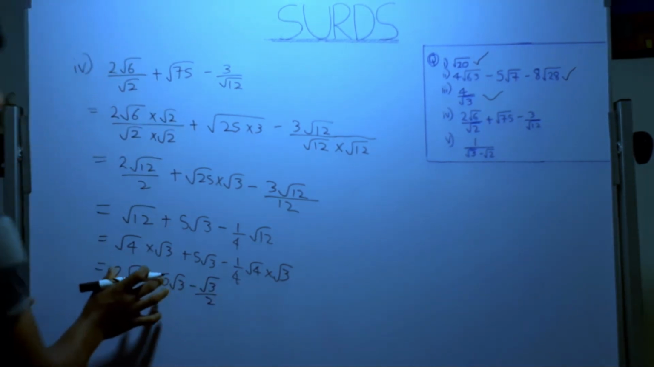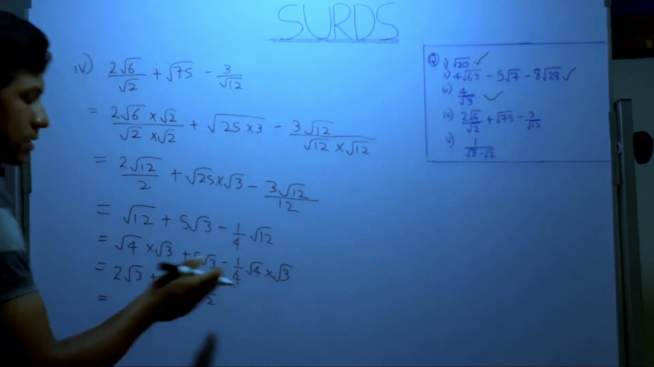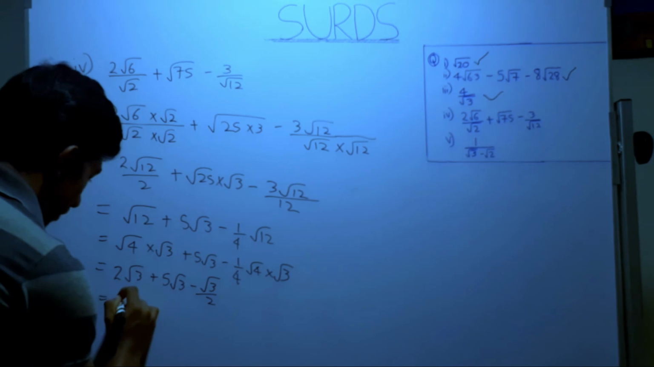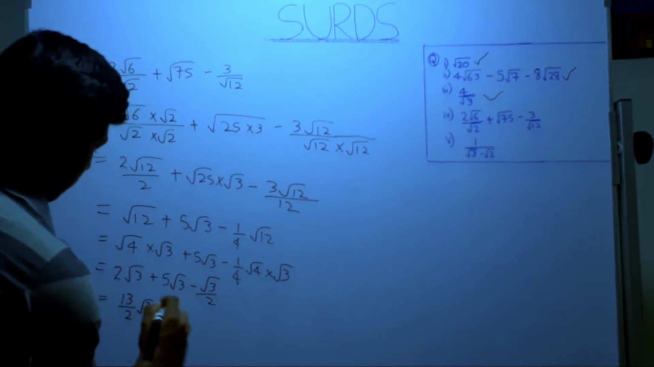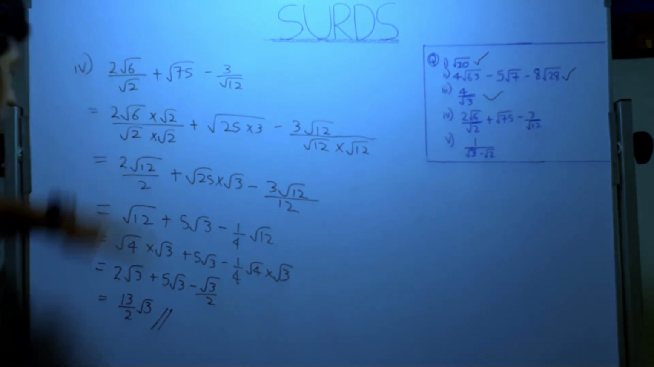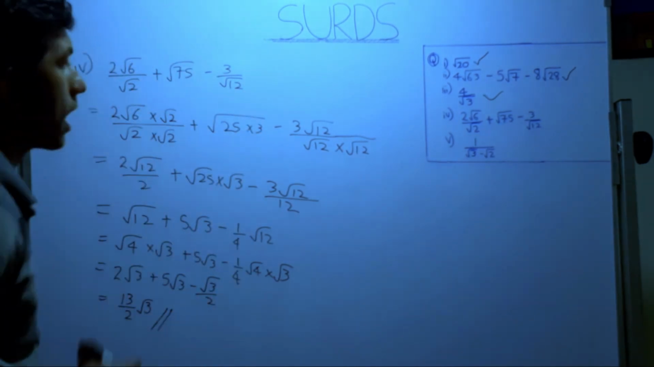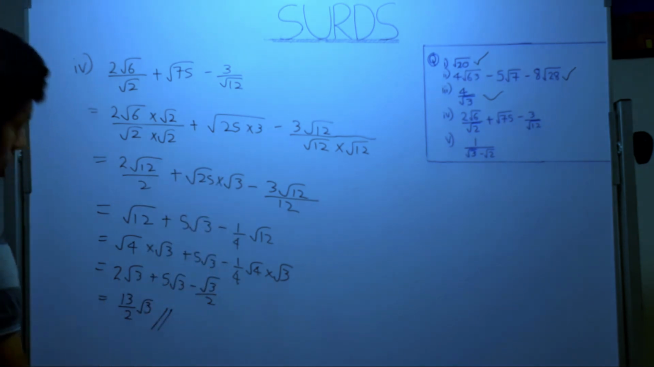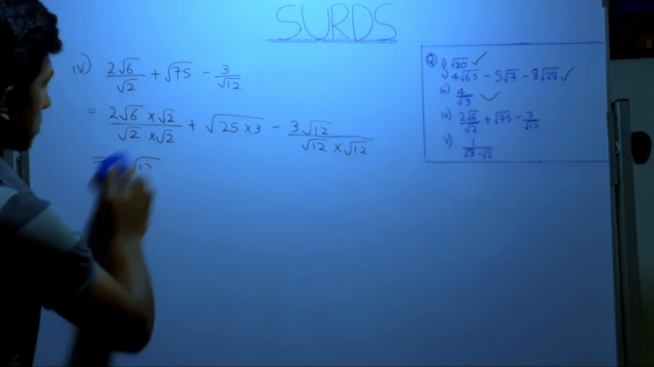So root 3 divided by 2. So we're going to end up with 2 root 3 plus 5 root 3, which is going to be 7 root 3 minus half, which is going to be 6.5 root 3, which we can write as a fraction 13 over 2 root 3. So we solved this. Now you would see how we have to arrange the surds and manipulate them. So it's pretty easy. So we'll look at the final example, final question.